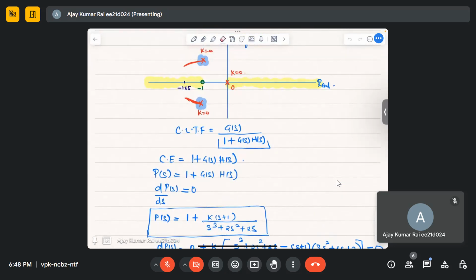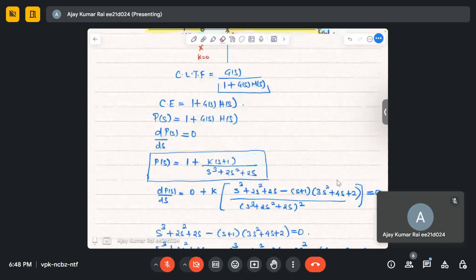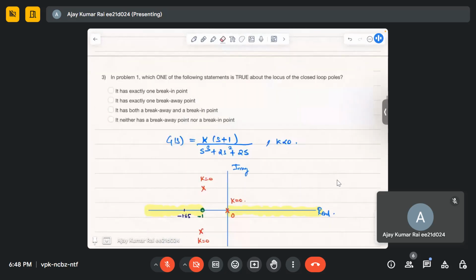We have still not calculated the angle of departure, so I don't know what angle they will make. But this we know. So what is the answer for this? It has exactly one break-in point.